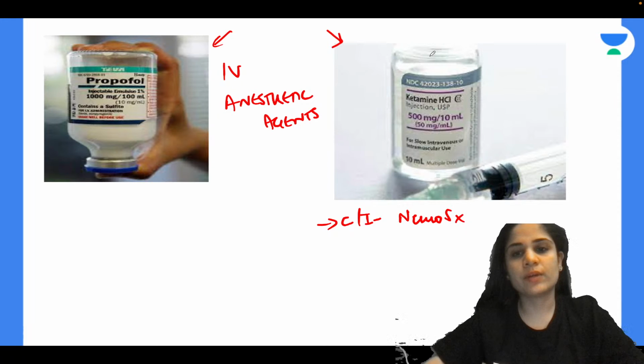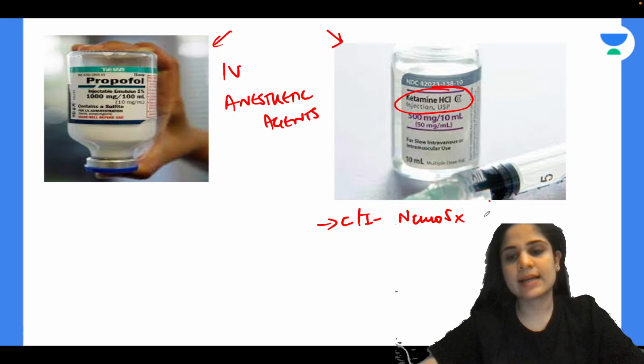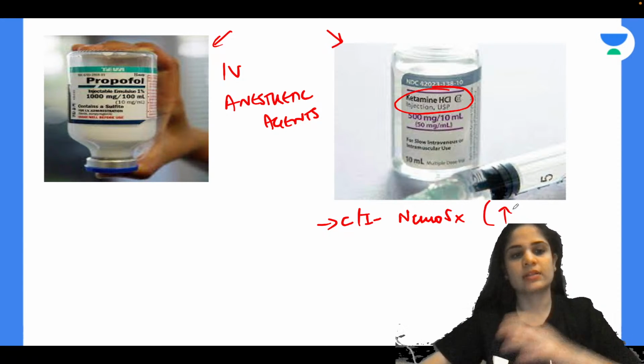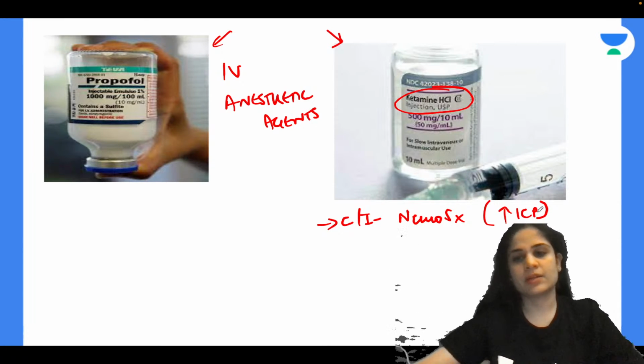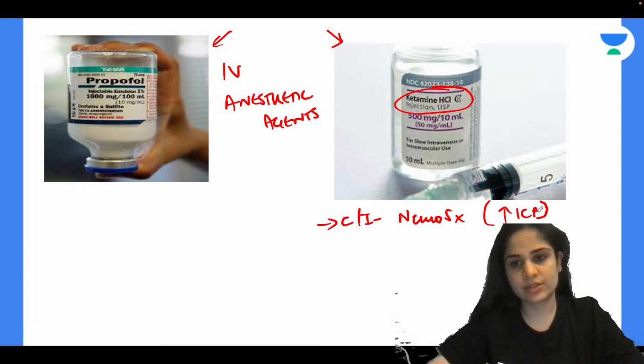Okay. Now why do we not prefer ketamine in neurosurgery? Because exactly in neurosurgery, as we said, we want a fall in the intracranial pressure so that the brain does not bulge out. Your ketamine causes a rise in ICP. So we avoid this agent in that case.